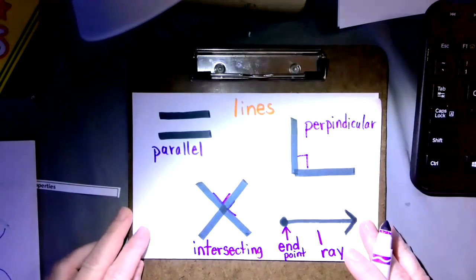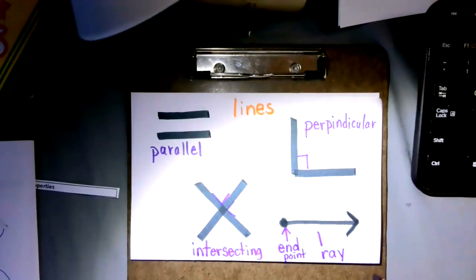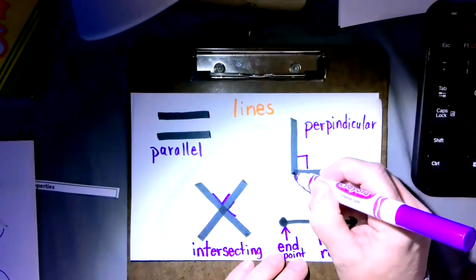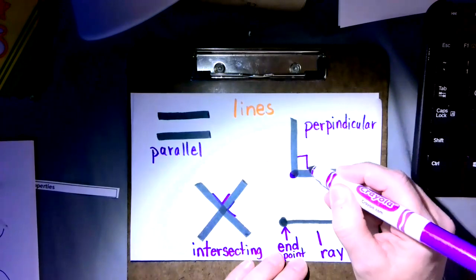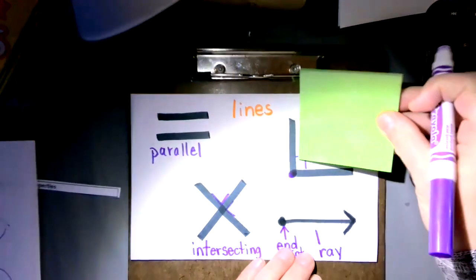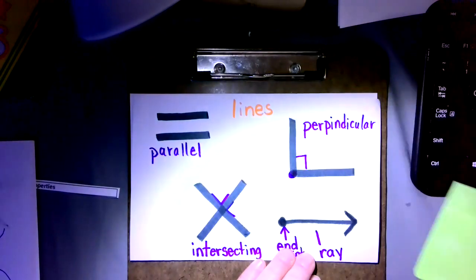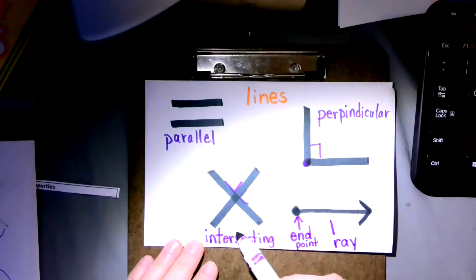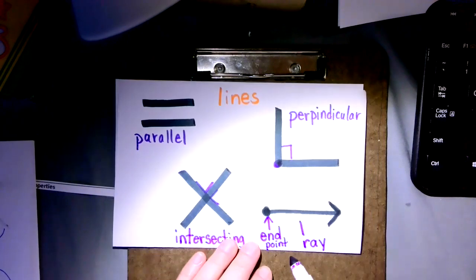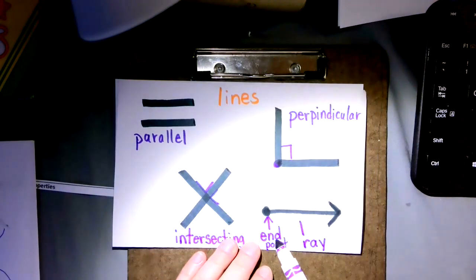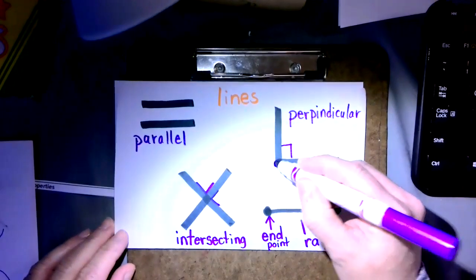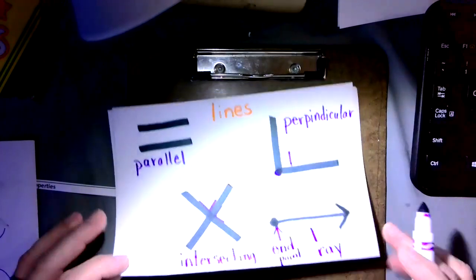All right. So we have things with lines. We have parallel lines where they would never cross. We have perpendicular lines that meet at an end point, but they make a right angle, which is like the corner of a piece of paper. Then if we have intersecting lines, they cross over. And then we have rays. They have an end point, and then they keep on going, okay? And when we have two lines coming together, we have an end point as well.